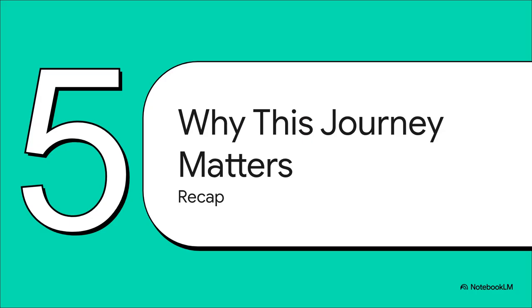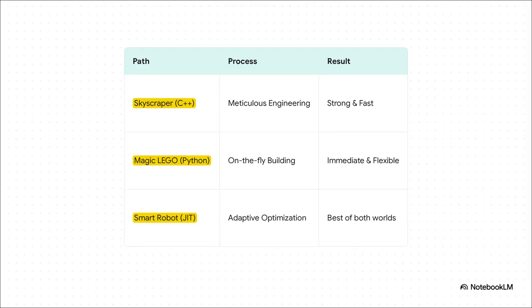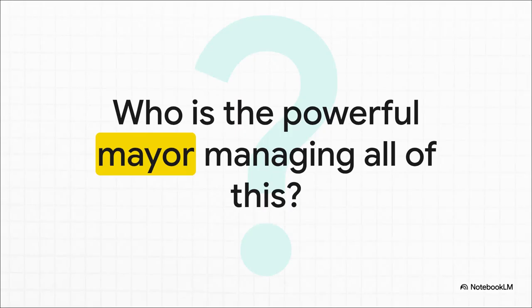Okay, so let's zoom out. Why does this journey, these different methods, even matter? Well, it all comes down to understanding the three different paths our code can take to come to life. So, we had the skyscraper path, that careful, multi-step engineering that gives you a rock-solid, incredibly fast program. Then we had the magic Lego path, creative and on the fly, giving you immediate results and flexibility. And finally, we met the smart robot, the JIT compiler, that watches and adapts, trying to give us the best of both worlds.